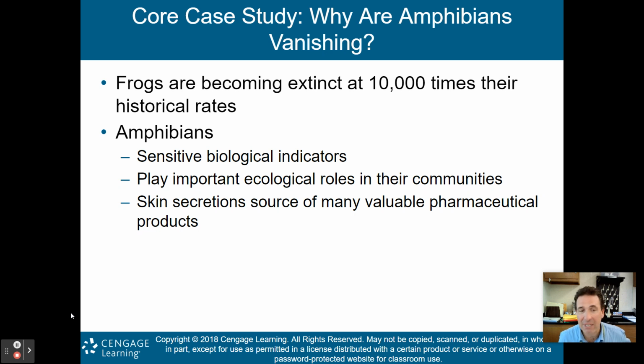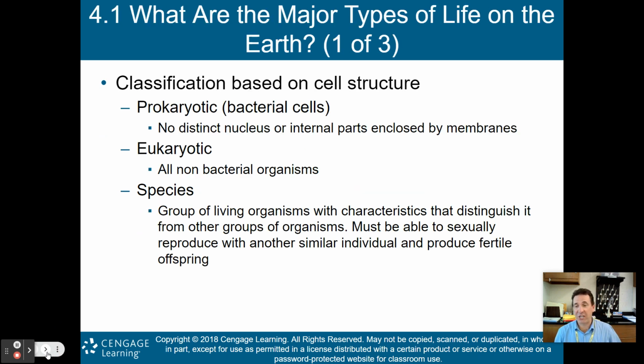So amphibians are very important. Again, they're kind of on the front lines. When you see your amphibians dying out or disappearing, you know you have problems with your ecosystem, usually pollution problems with your ecosystem. So more on that a little bit later on.